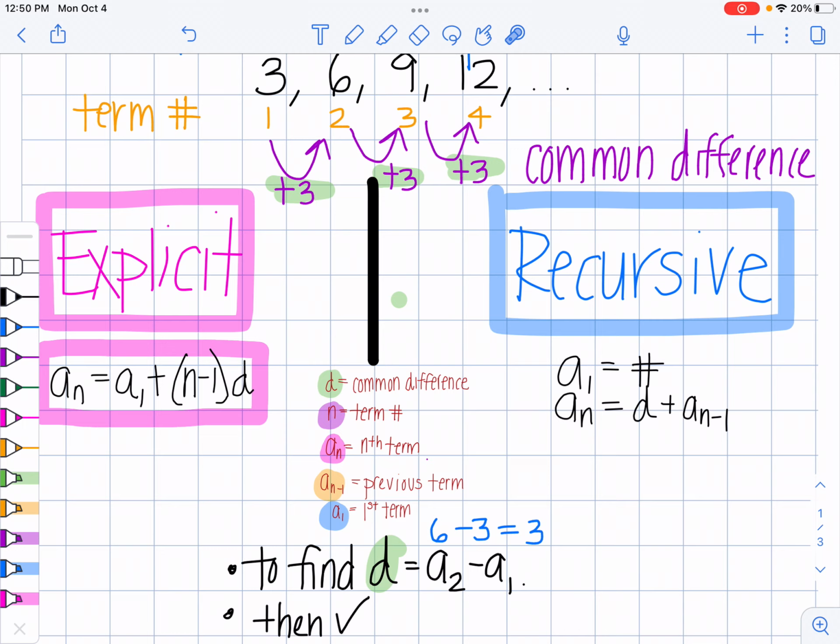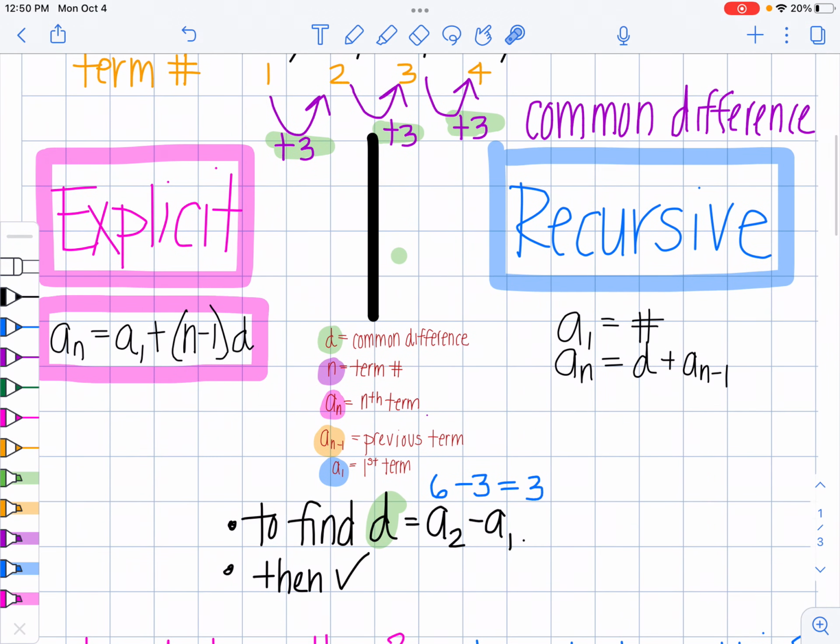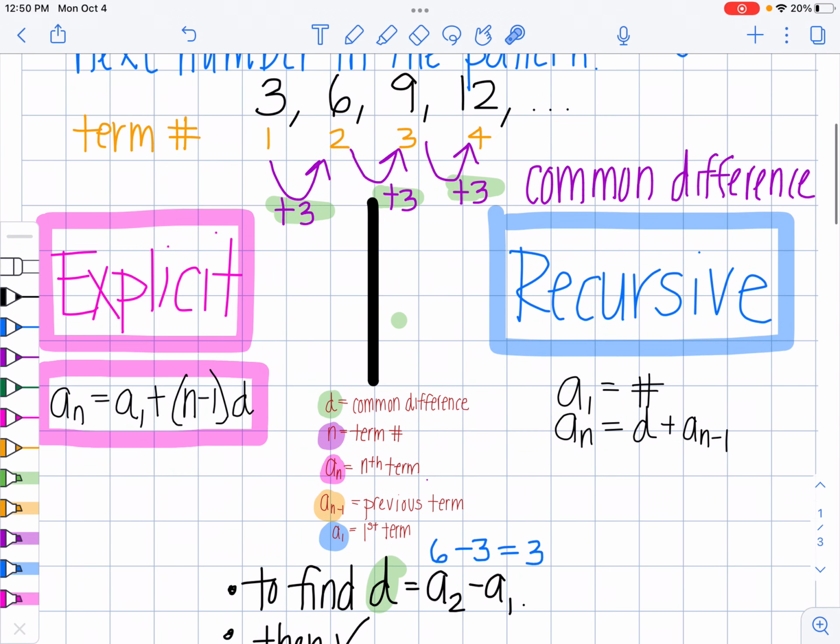Okay, so if I wanted to write a formula for this pattern that I came up with, 3, 6, 9, 12, with this explicit rule or this explicit formula, I'm going to say that my nth term equals my first term. What's the number that comes first? Let's see, my first term I made blue. So my number that comes first is going to be here, which in this case is 3.